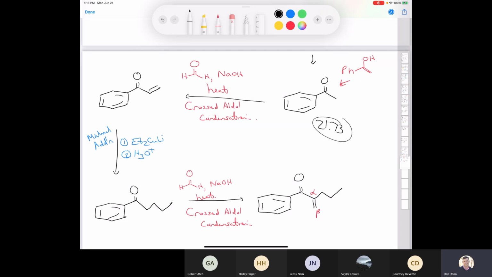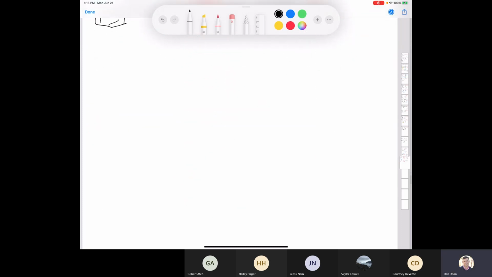All right, well, with that in mind, I want to look at one more problem before we get into some different type of chemistry today. And it's question 21.74. The first question, so let me pull it up here. I don't have my textbook open.